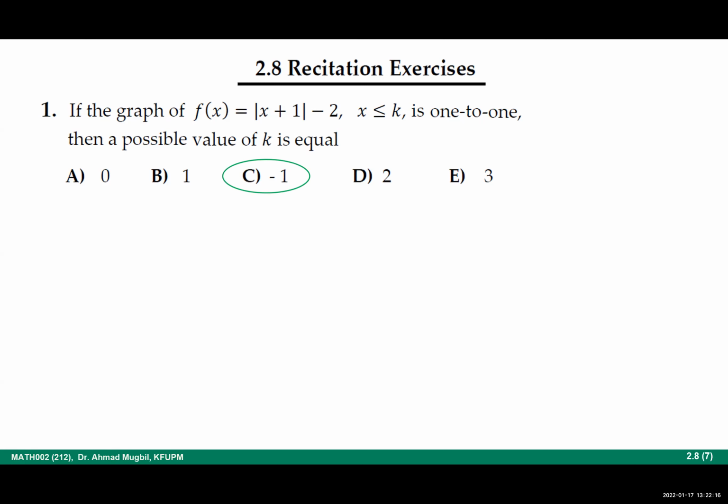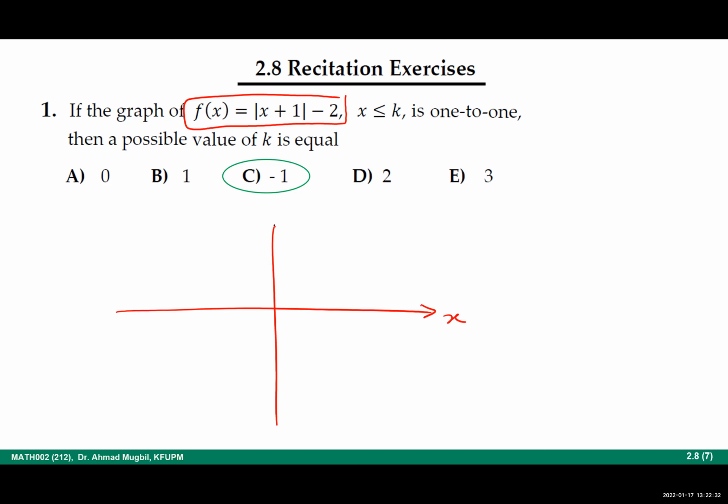How? It is not about MATH002, by the way. It is about 001, section 2.6. Do you know how to sketch a function like this? It is the same as the absolute value function. You start with the absolute value, and it is shifted 1 unit to the left and 2 units down. So here we have -1, -2. This is the vertex of this graph.